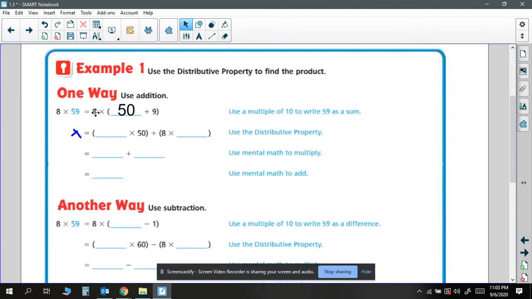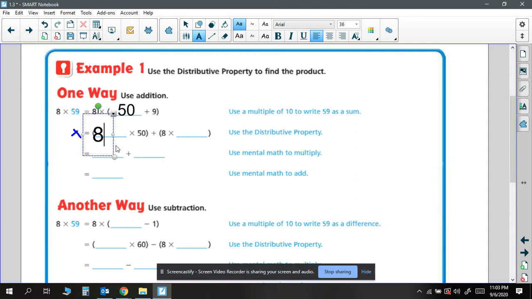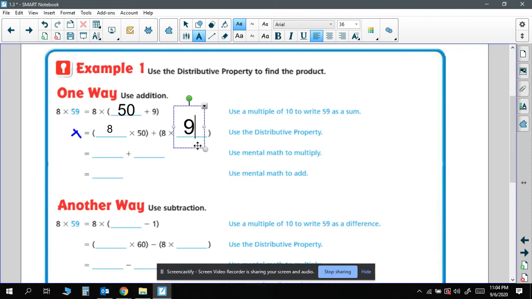All right, so now remember when you're doing the distributive property, you're distributing that 8 to each of those addends. So with the first part of this, you're going to have what times 50? Remember, 8 times 50. So we need to put our 8 in there. And then you have to distribute it 8 times 9. So over here, we're going to put our 9. I'll just leave it big. All right, now we look at that, and that's a little easier to do in our heads, right? Because 8 times 5 is 40, and then you add a 0, you get 400.